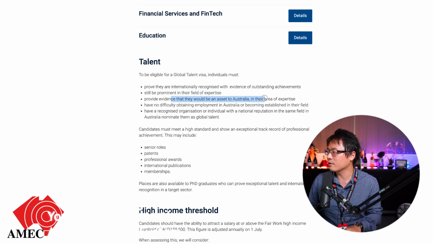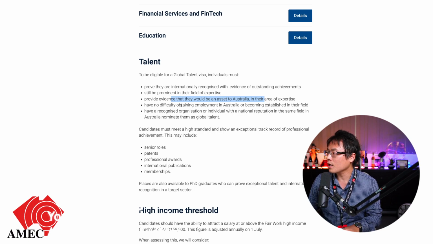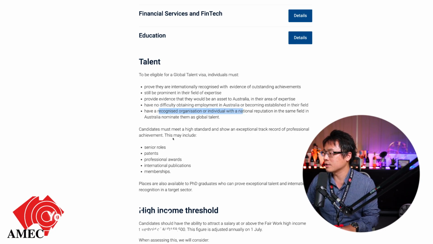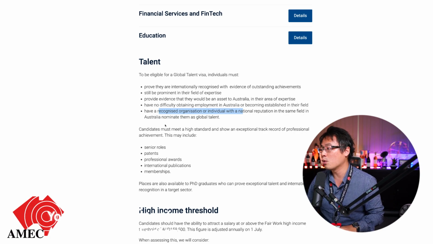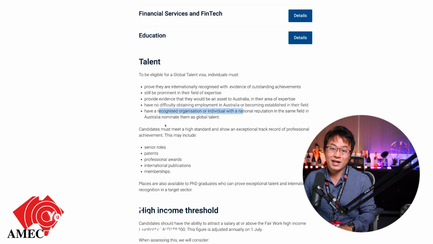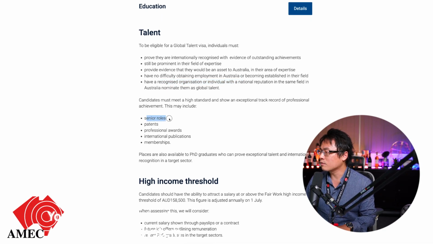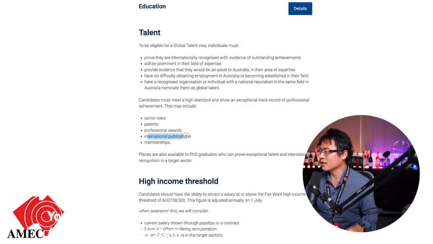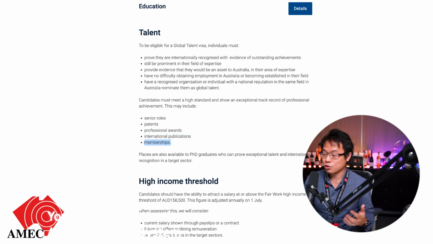So provide evidence of how you'll be an asset to Australia, and you have no difficulty obtaining employment, and a recognized organization or someone with such a reputation can nominate you or endorse your capability and skill set. Okay, so we're looking at senior roles. You've got a lot of patents, professional awards, international publications, or perhaps international memberships of some sort.